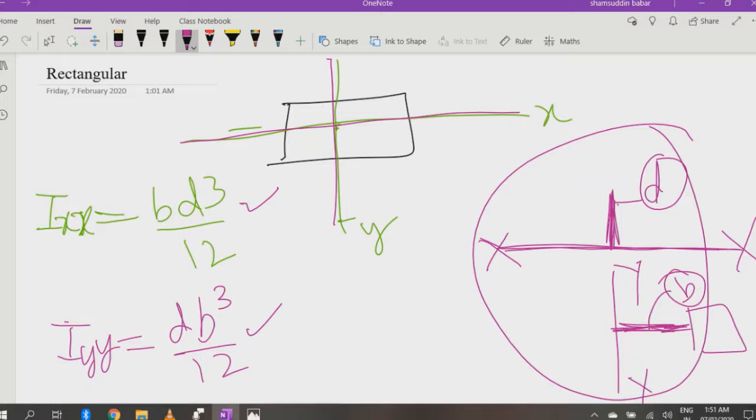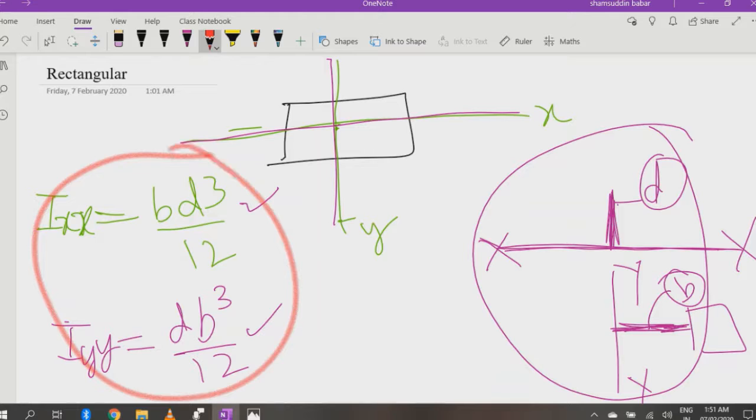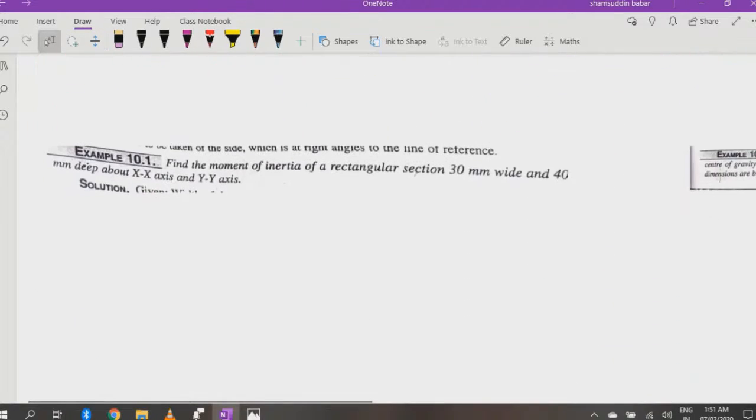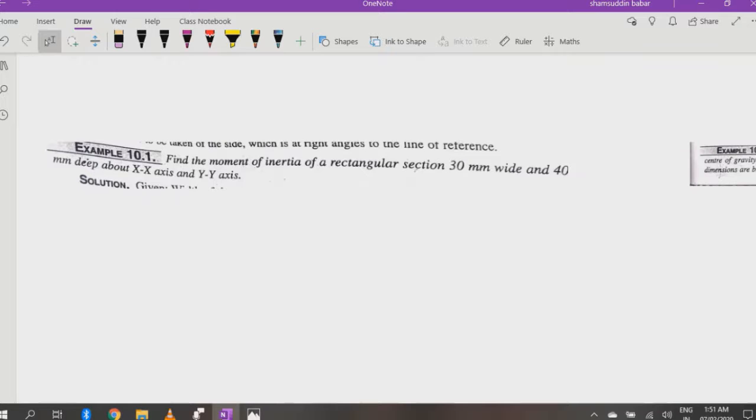Okay, so this was the whole rectangular. So you have to remember these two formulas. Okay, you have to remember these two formulas for a rectangular section. Now proceeding towards our problem.